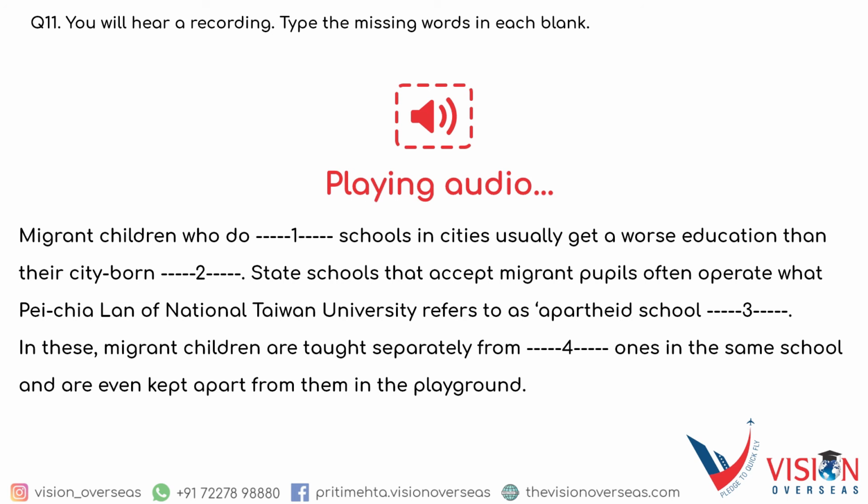Migrant children who do attend schools in cities usually get a worse education than their city-born counterparts. State schools that accept migrant pupils often operate what Pei Chia-lan of National Taiwan University refers to as apartheid school models. In these, migrant children are taught separately from urban ones in the same school and are even kept apart from them in the playground.